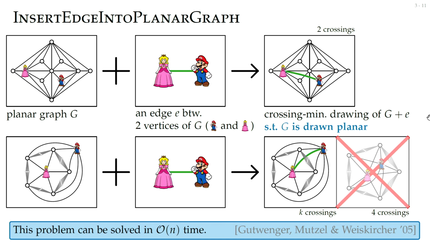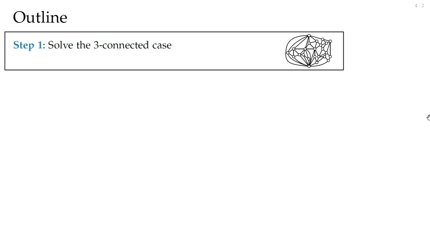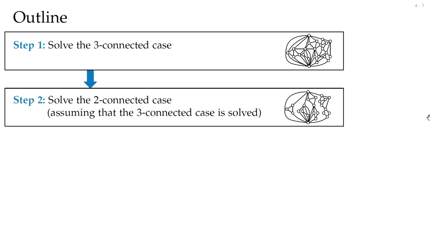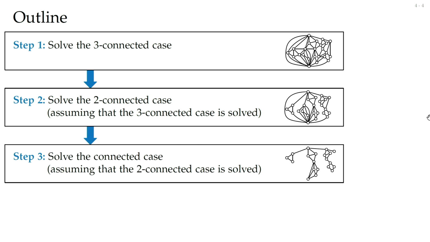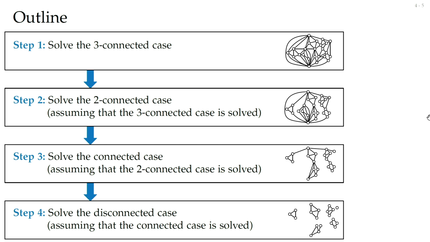And usually what you do is you start with something very simple like a triangulation, or maybe a 4-connected triangulation, if you cannot do that. If you're brave, you can start with a 3-connected graph. So the first step would be we try to solve this problem for any planar graph that is 3-connected. If we've done that, then we try to solve it for biconnected graphs. If we've done that, then we try to solve it for connected graphs. And if we've done that, then we try to solve it for disconnected graphs.